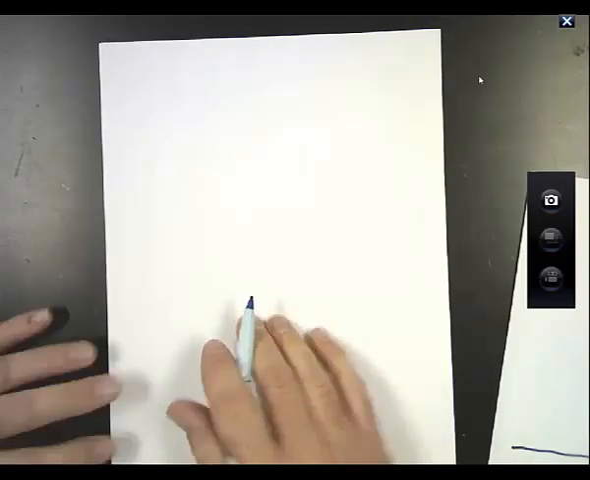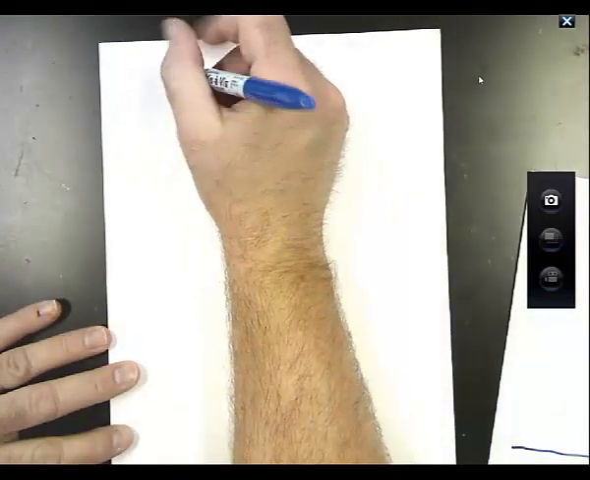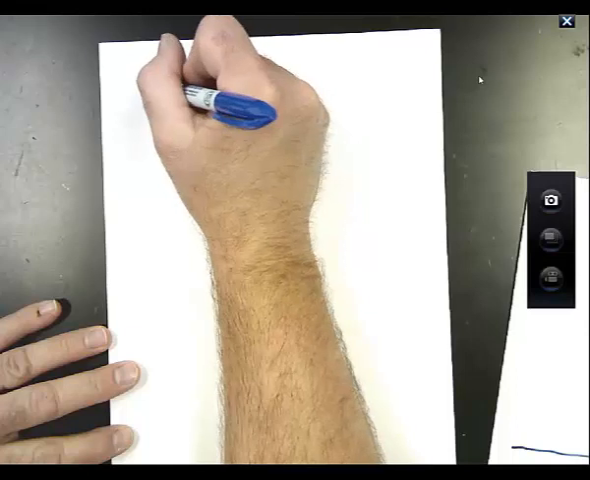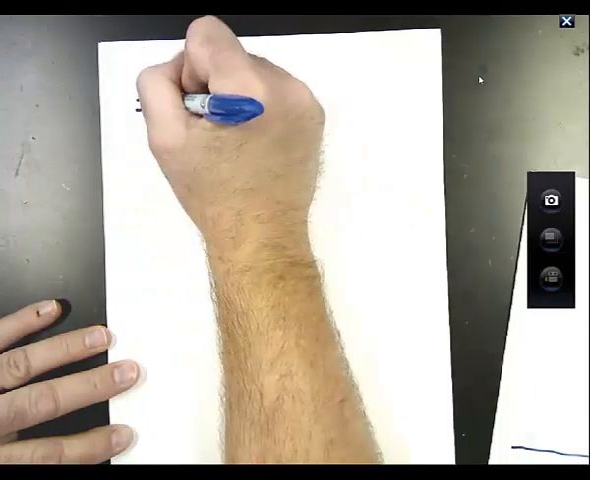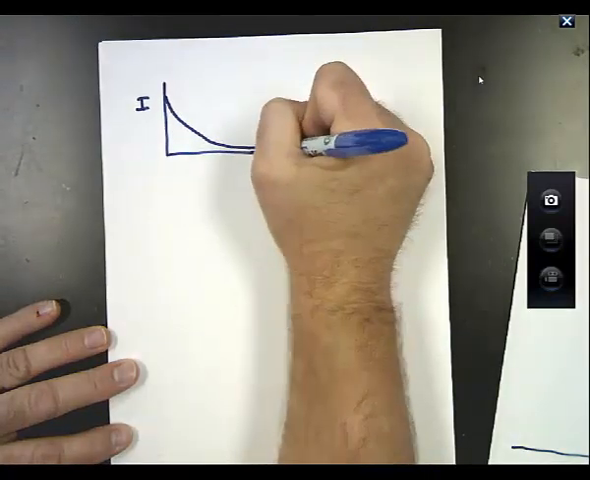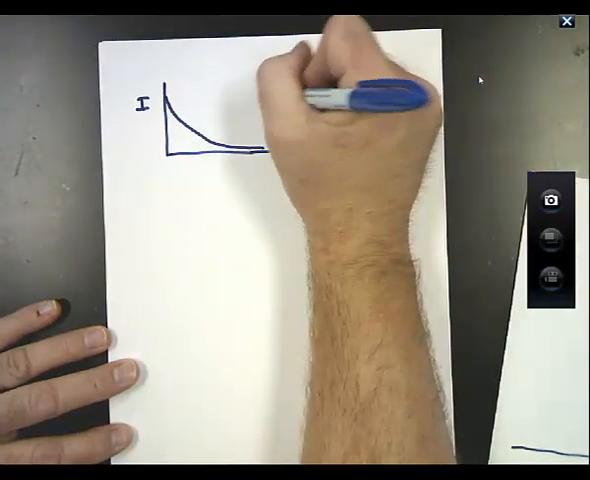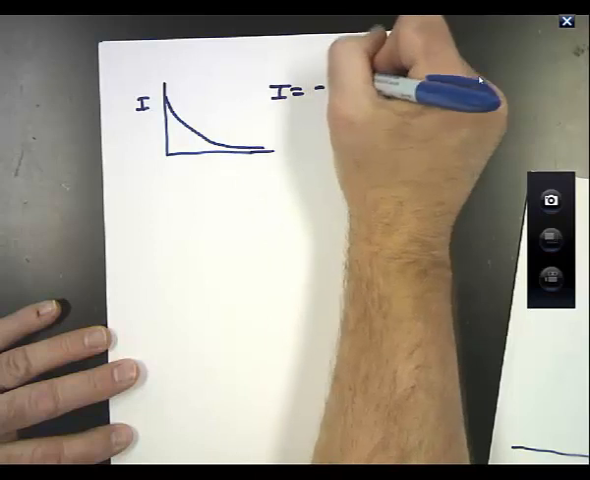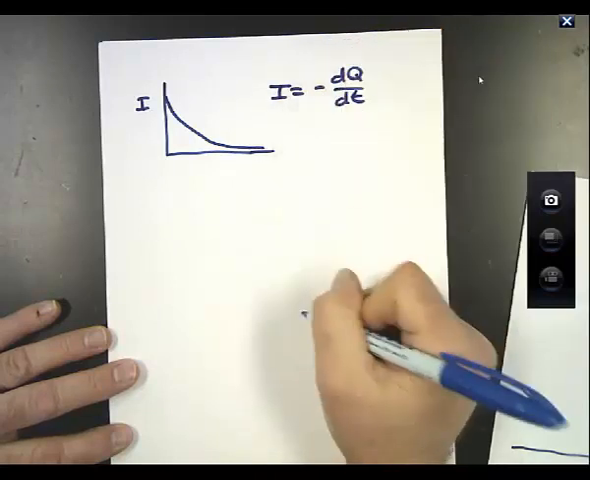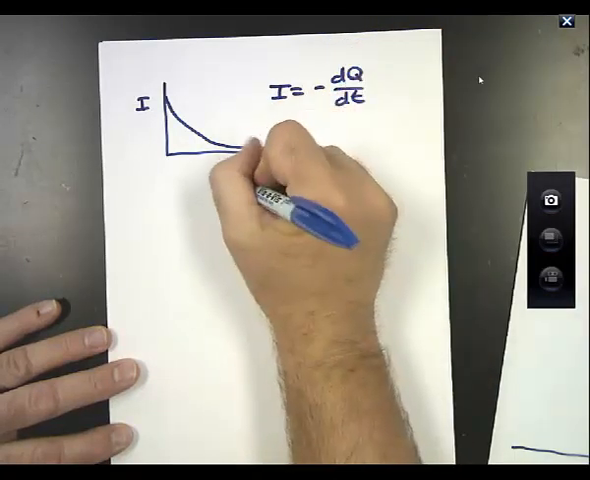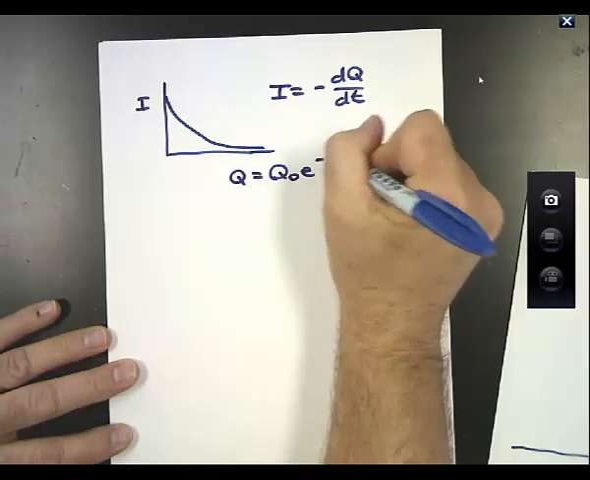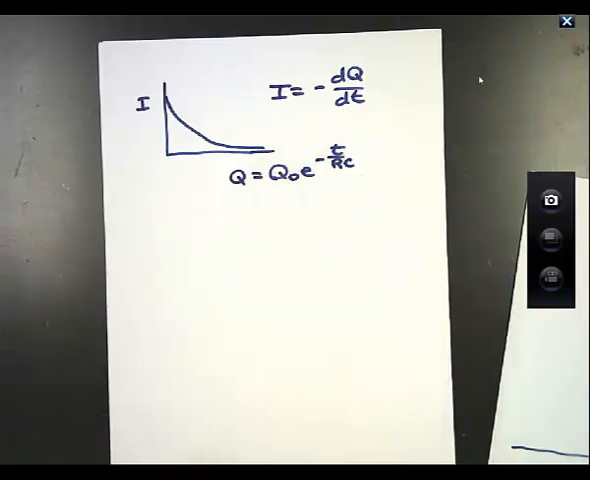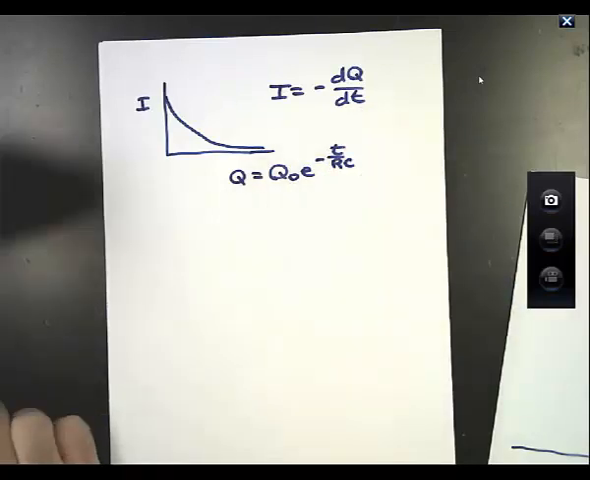Other thing we note is that the current, I, is also decreasing exponentially. So in other words, we're going to start off with a pretty high current, and this thing's going to tail off, as mentioned before. So I, as we know, is equal to negative dQ/dt. So if Q is equal to Q naught e to the minus t over RC, as we said before, then we can take the derivative of this thing, and it's right there in your notes.